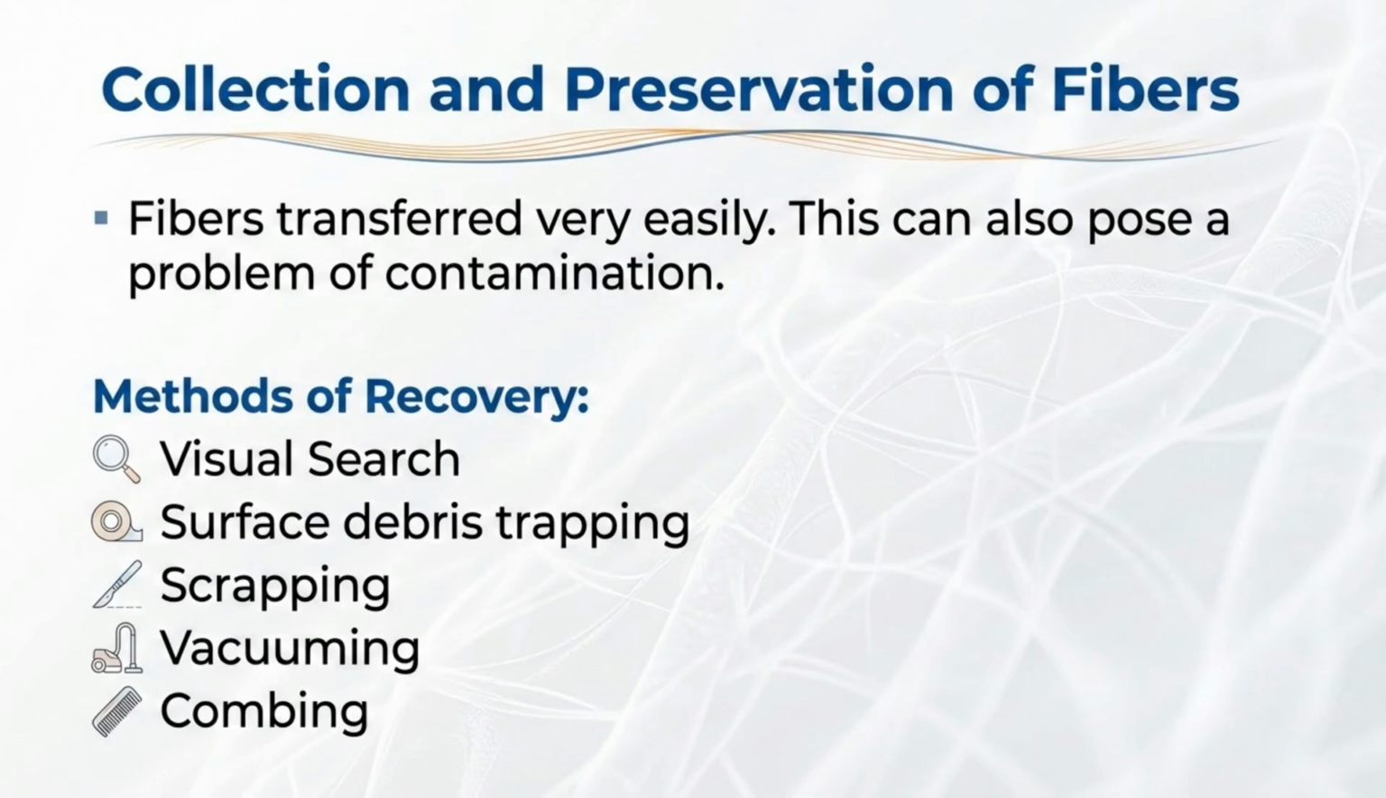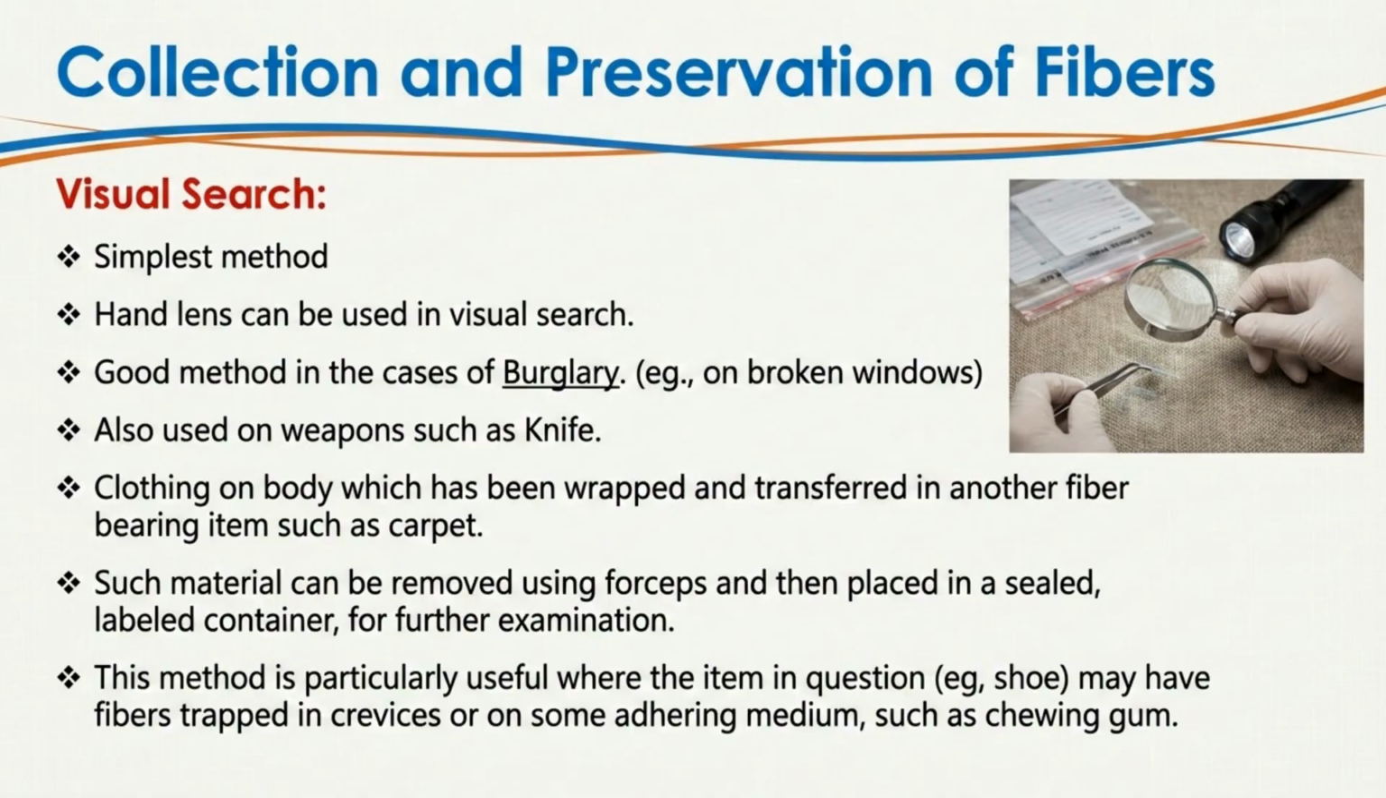Fiber evidence is easily transferred, making contamination a concern. Effective collection methods are crucial to preserve the integrity of the evidence. Methods for recovering fiber evidence include visual search, surface debris trapping, scraping, vacuuming, and combing, all prioritizing simplicity and efficiency.